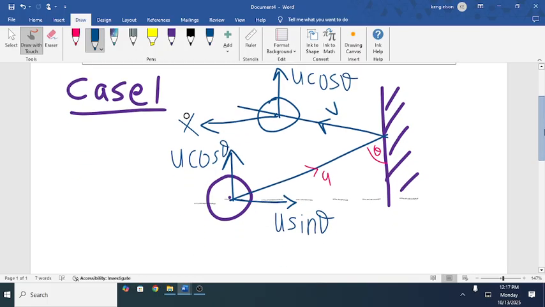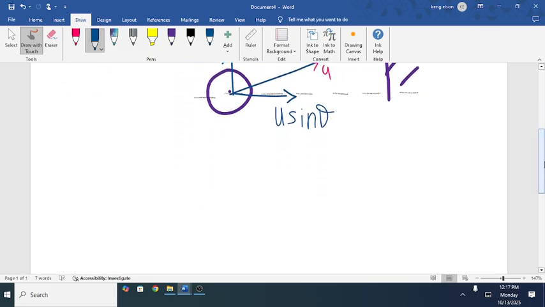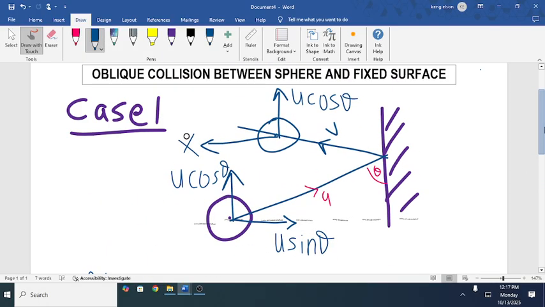Now we need to apply Newton's law of restitution, which says that the coefficient of restitution between the wall and the sphere is equal to the velocity of separation. First of all, our reference frame is like this: going to the right implies positive, going up implies positive, going to the left implies negative, and going down also implies negative.